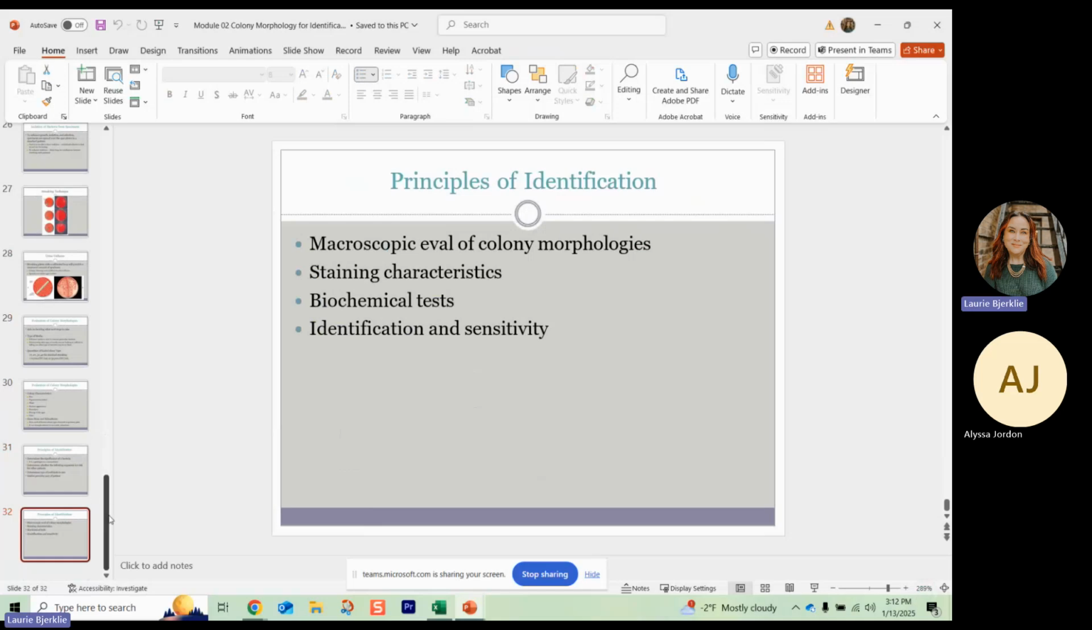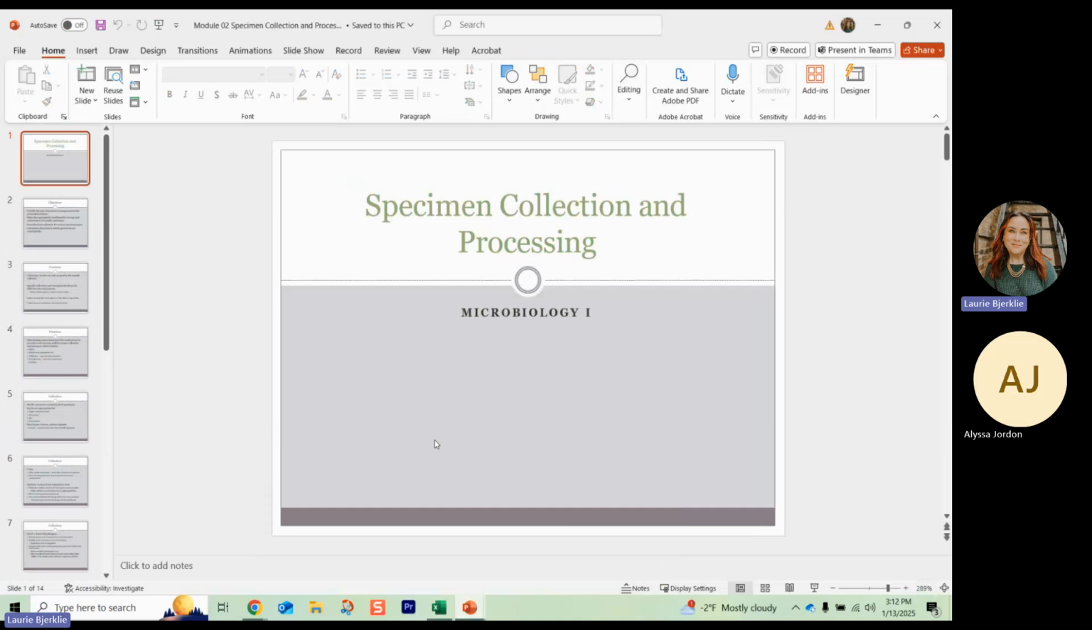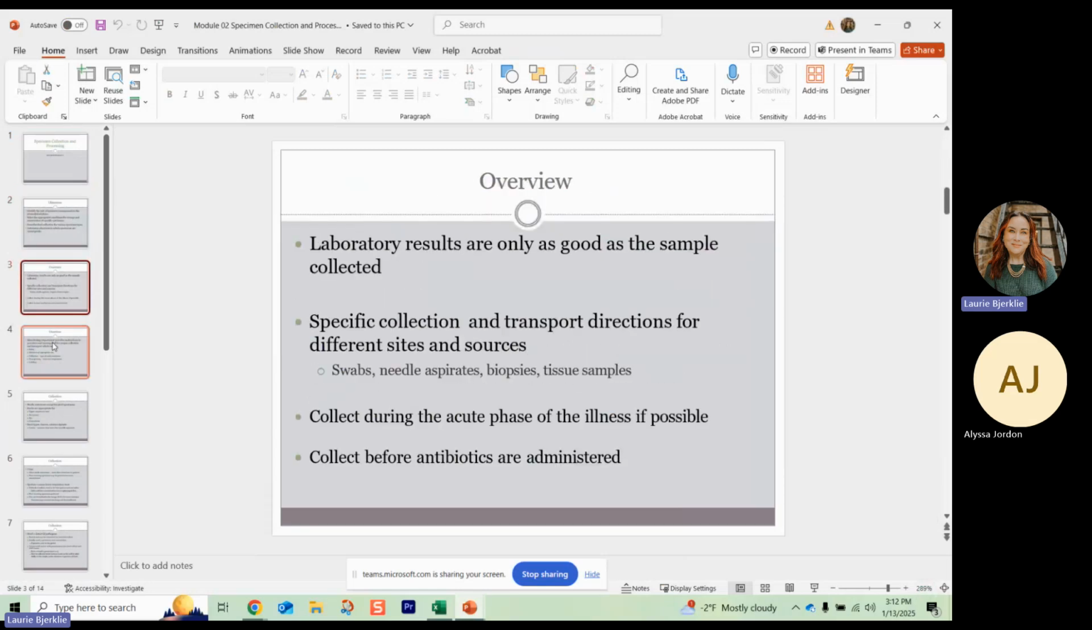All right, that was, oh my gosh, a ton of information to know. This is a big chapter and lots of test questions come out of this PowerPoint. All right, thankfully, our third and final PowerPoint for the week is much shorter, briefer, thank goodness. So this one is on specimen collection and processing. I'm going to skip the objective slide there.